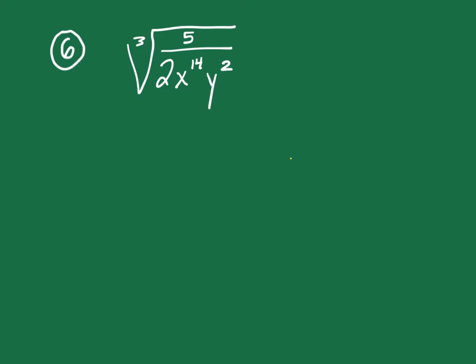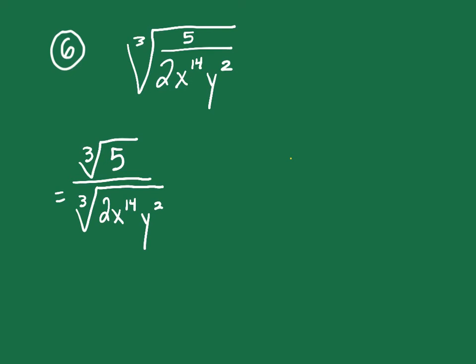Number 6, cube root of 5 over 2, x to the 14th, y to the second. Start out by splitting this up. Cube root of 5 over cube root of 2, x to the 14th, y to the second. If you can reduce the 5 and the 2, you'll want to go ahead and do that, but we can't in this instance. So we're going to go ahead and multiply. This is going to be a cube root on both top and bottom. And then we just have to determine what is going to go inside that cube root.